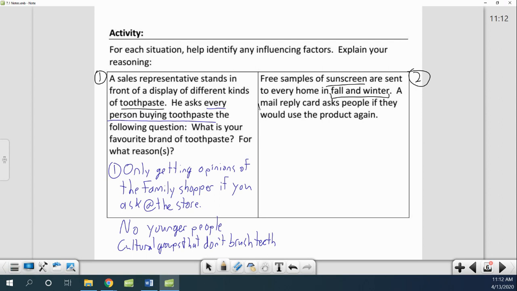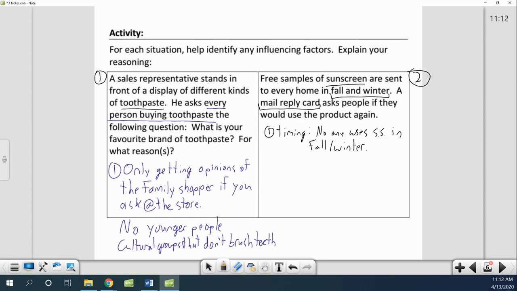Not only that, you've got a mail reply card. Who cares enough about sunscreen to fill out a mail reply card? So, two big ones here. You've got timing. No one uses sunscreen in fall and winter, so they're not even going to use the sample because you're sending it at the worst possible time.